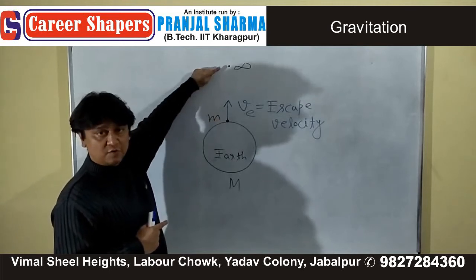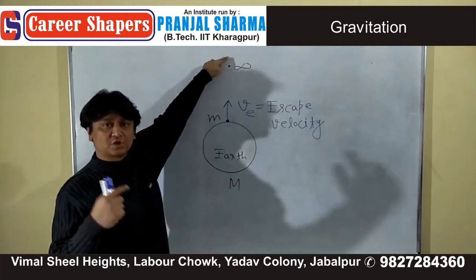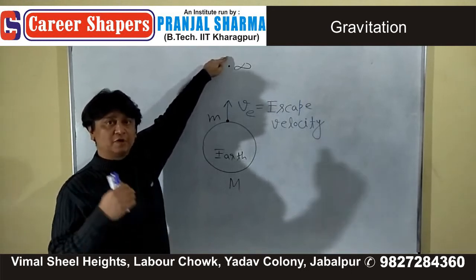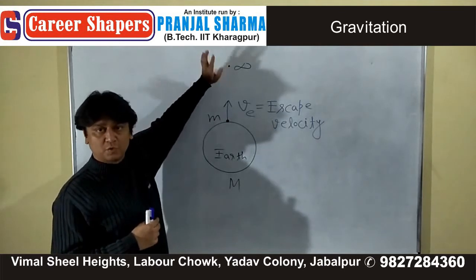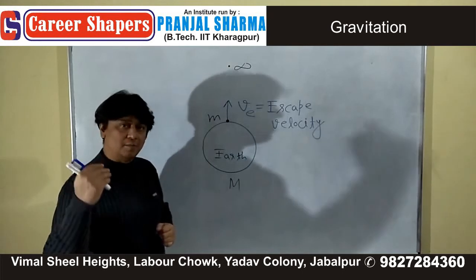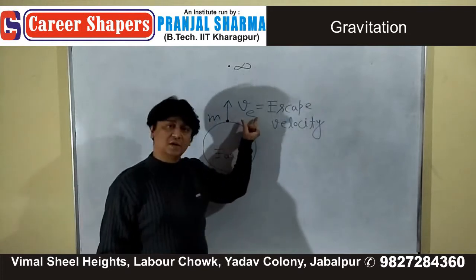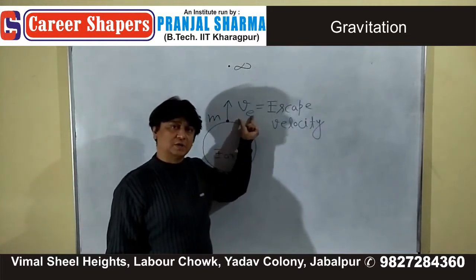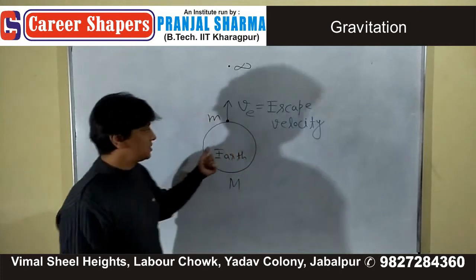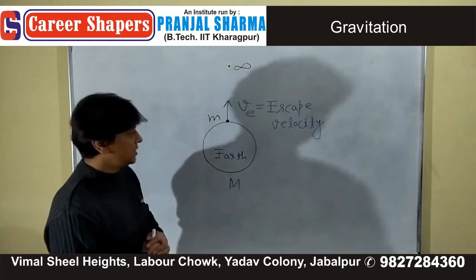But if you give it 11, what will happen? If you give it 11, it will cross infinity. Now once it has crossed infinity, again there is no way it can come back. If you give it 12, again it will cross infinity, it will not come back. So what was the minimum so that it cannot come back? That minimum is 10. We are interested in finding this minimum velocity. So minimum velocity with which you should throw something from the surface of Earth so that it doesn't come back is called escape velocity.